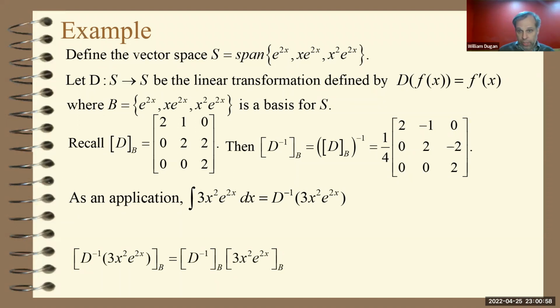So the coordinates of the inverse applied to this vector, 3x squared e to the 2x, relative to the basis B.